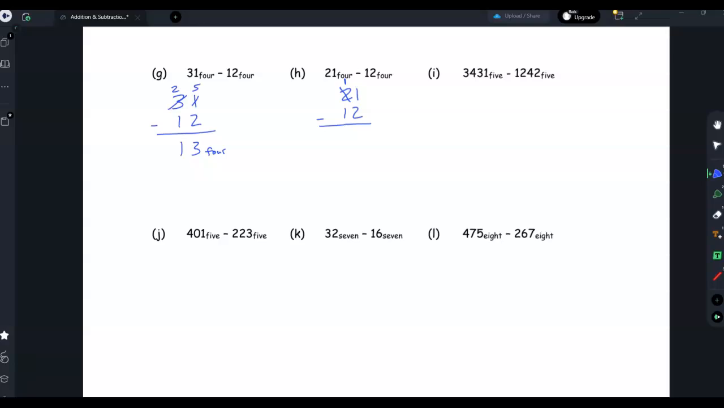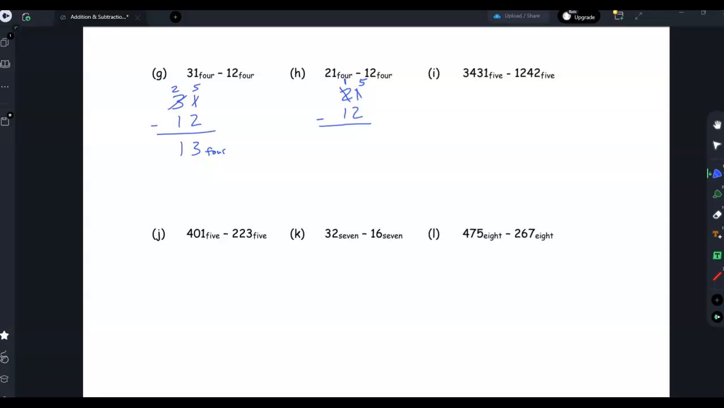When I do that, I'm exchanging that for 4 in the 1's place, and I would add those 4 to the 1 I already have. So that's going to make this 5. That's coming from, I'm in base 4, so every time I regroup, I get 4 more and add it to what I already have, in this case 1.